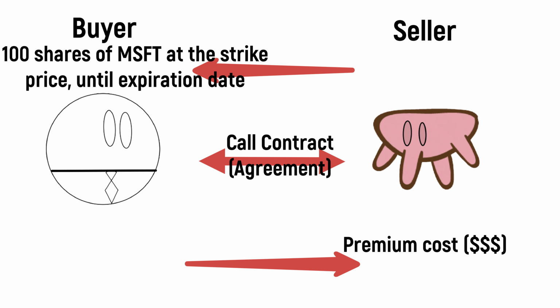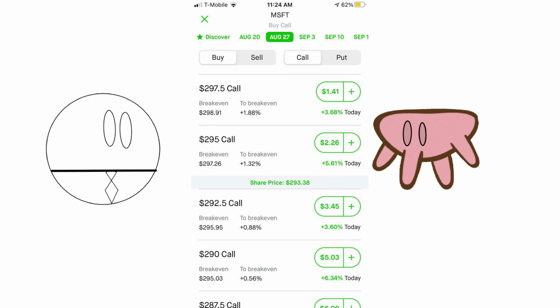This is known as leverage. I don't have enough money to buy 100 shares of Microsoft outright today because that will cost $29,343. So instead, I paid a premium to lease 100 shares of Microsoft for the time being up until the expiration date. Let's actually choose a different expiration date, 1 week from now.